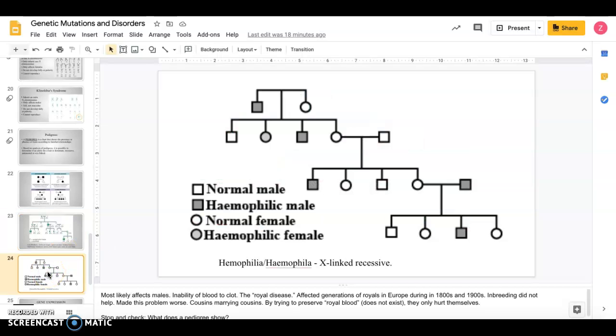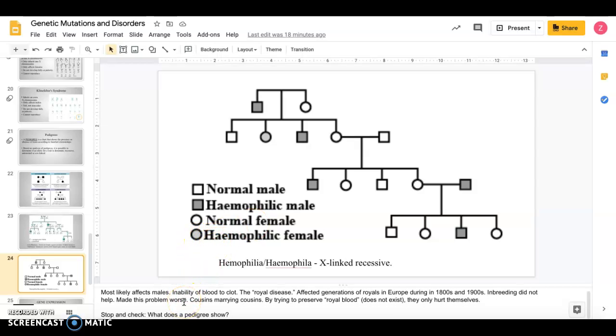Let's look at another pedigree for hemophilia, which also affects males more as it's X-linked recessive. Again, circles are females, squares are males. Shaded squares are hemophilic males. Shaded circles are hemophilic females. And again, men are more likely to be affected.